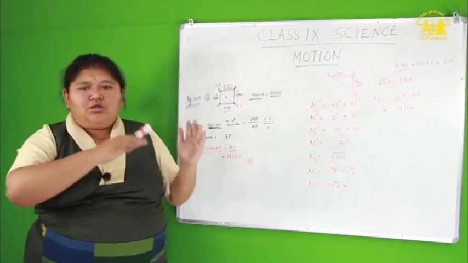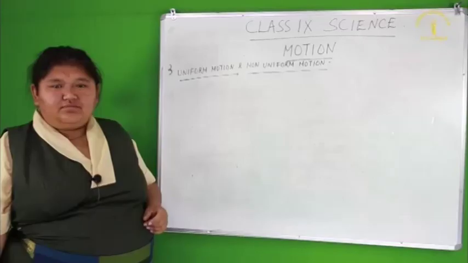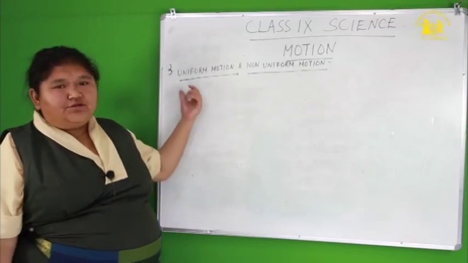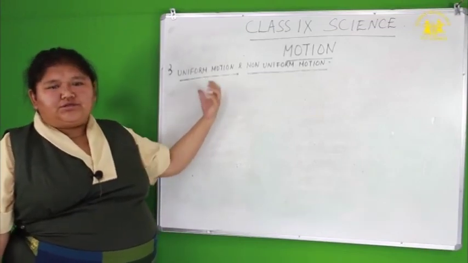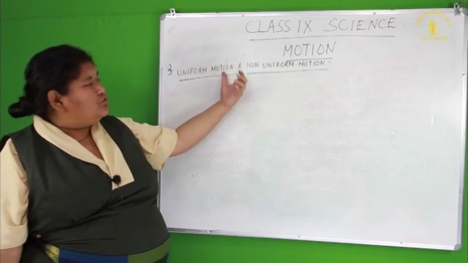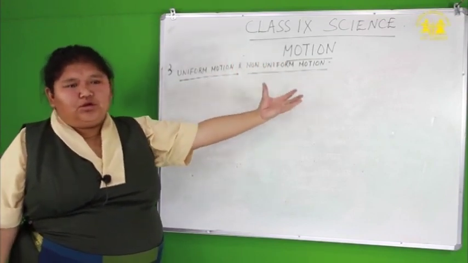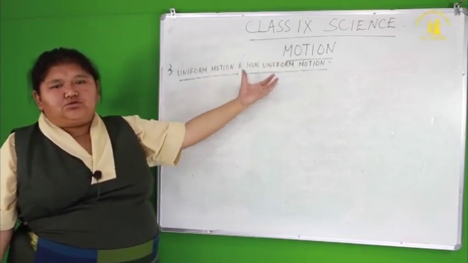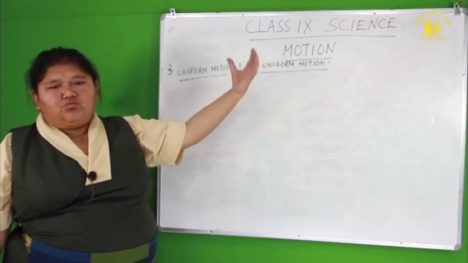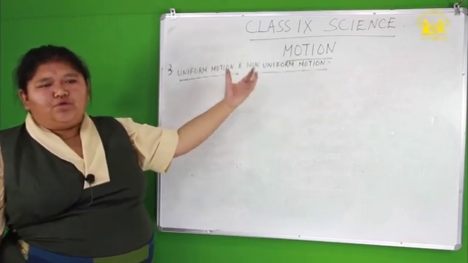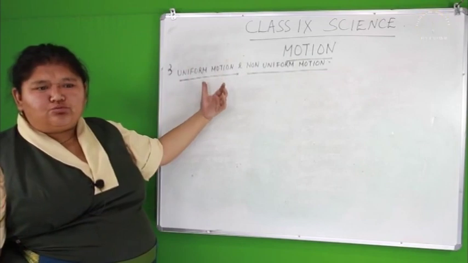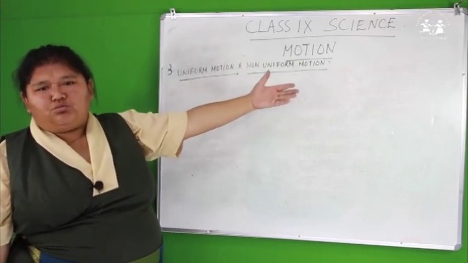So with this we are done with the concept of motion along a straight line. Okay, now the third concept that we are going to discuss today is uniform motion and non-uniform motion. We have briefly discussed what is uniform motion and what is non-uniform motion.